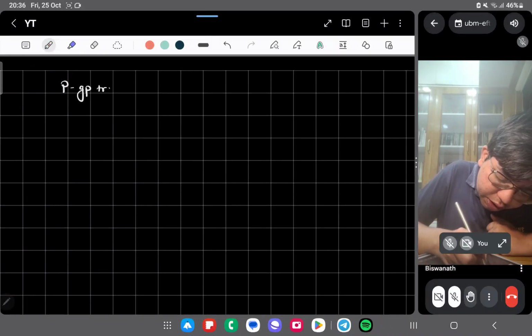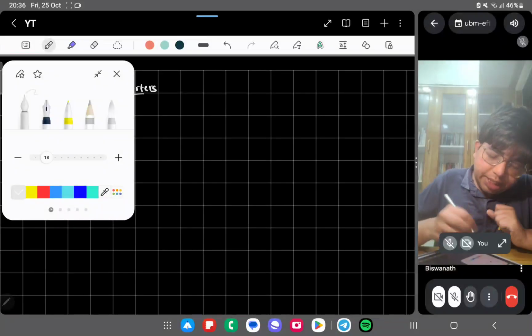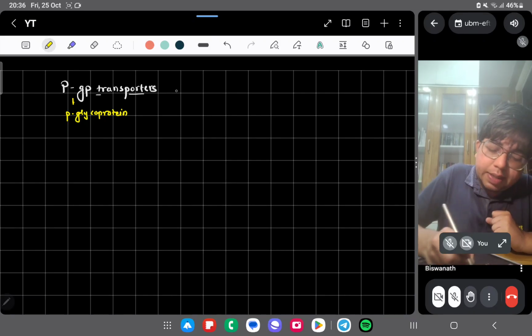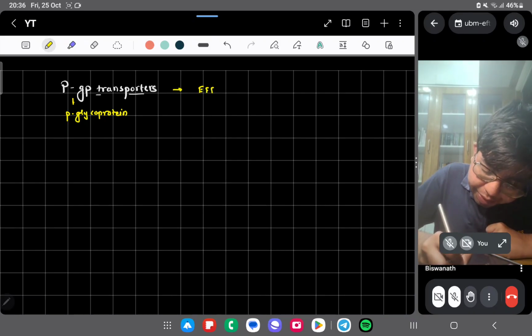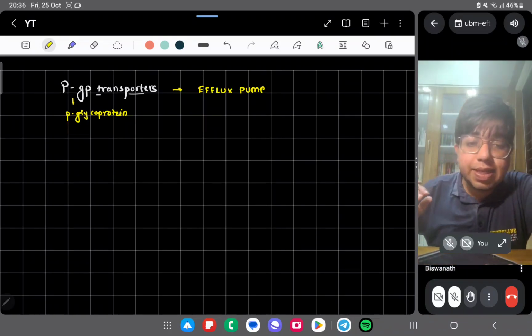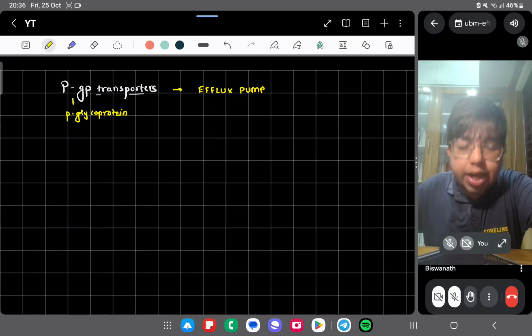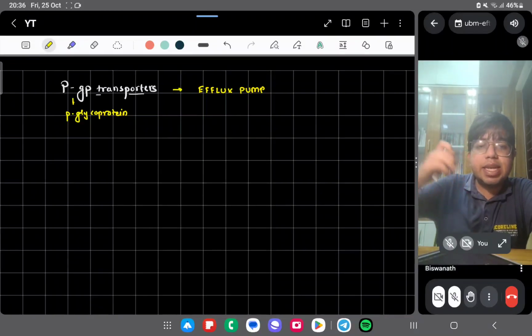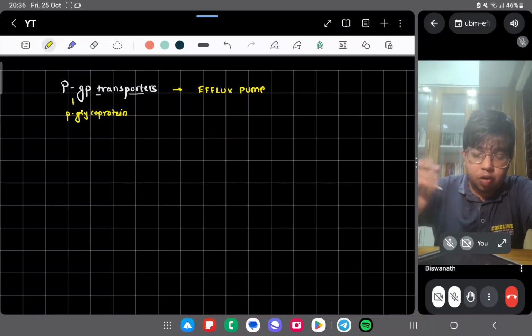PGP transporters. PGP stands for P glycoprotein. It is basically an efflux pump. I'm sure you must have heard about influx and efflux. So this is basically excreting the drug out. It is an ATPase-linked transporter, and it is basically effluxing the drug out, right?